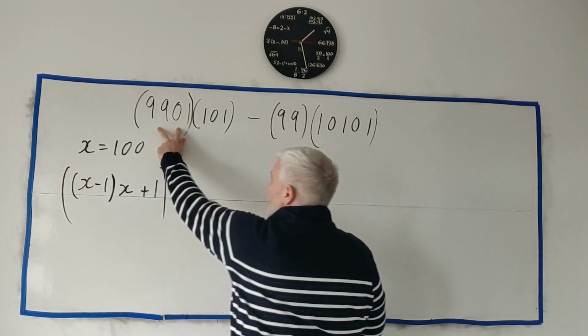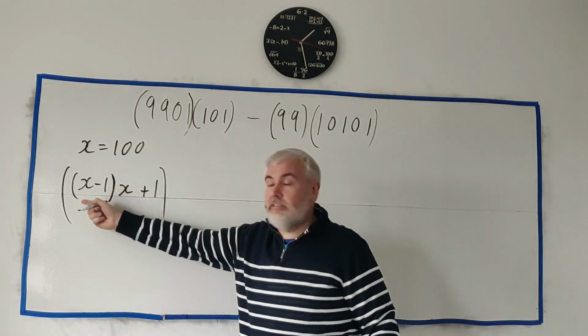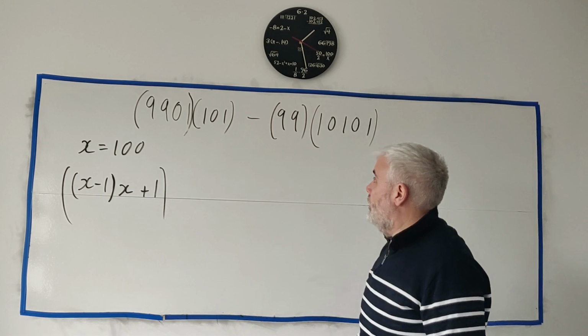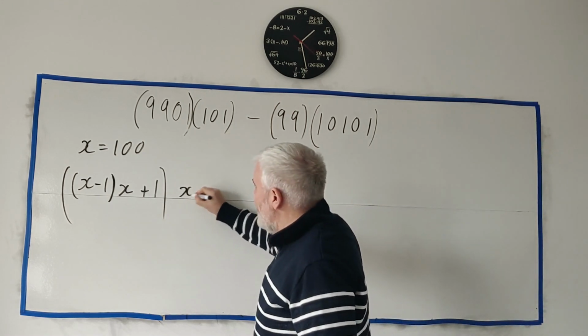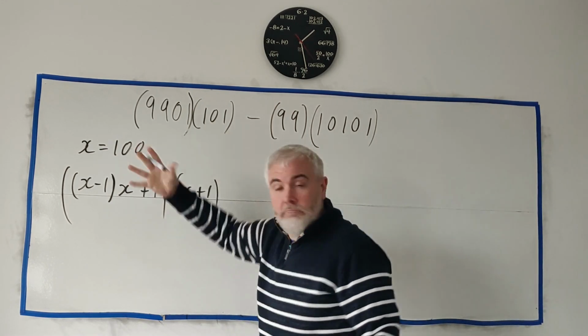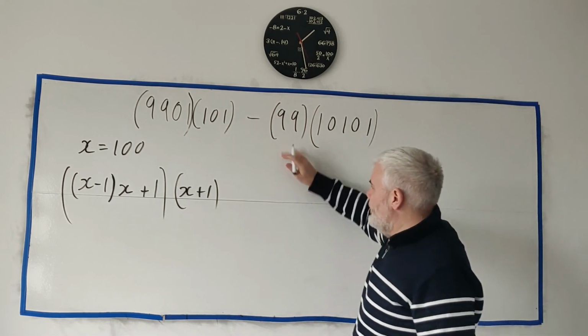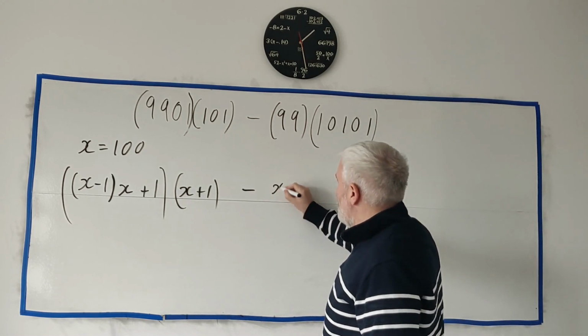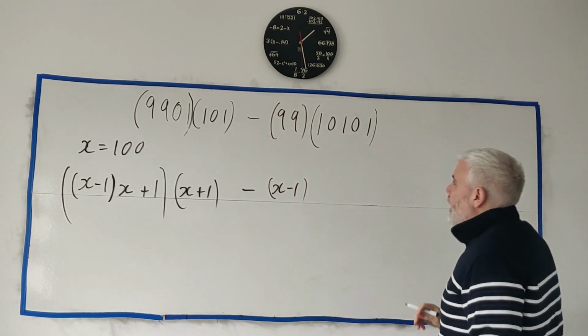This first term here could be written like this if x was equal to 100. 101, well that's a bit easier. That's just x plus 1. It could be written like that. Over this side, we would have 99. Well, that would become x minus 1.